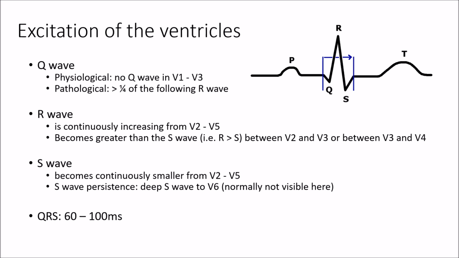The Q wave is the first negative wave of the QRS complex. It should not be larger than a quarter of the following R wave. The R wave, on the other hand, becomes larger and larger from leads V1 to about V5. The S wave, on the other hand, becomes smaller and smaller in these leads, so that the R wave becomes larger than the S wave between V2 and V3 or between V3 and V4. Normally no S wave is visible in lead V6.